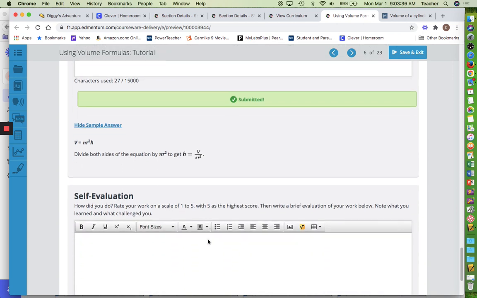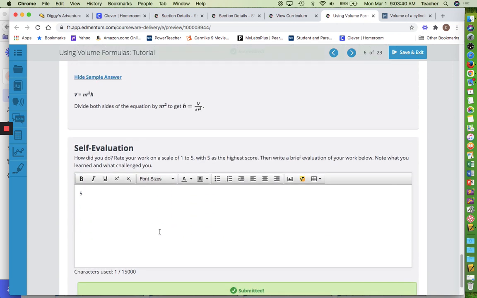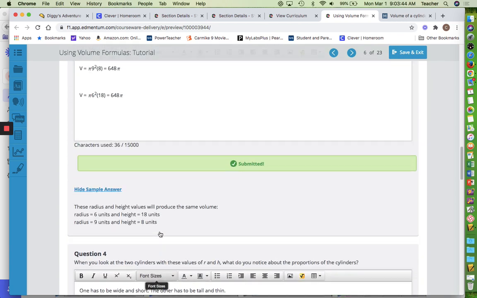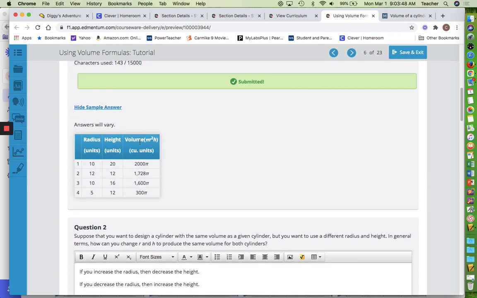Yep. Okay. Oh, self-evaluation. That's not too long a lesson. So it looks like we're really just manipulating things, trying to decide how things fit together. Definitely need to know this volume formula for a cylinder, pi r squared h. I've seen it on the ACT, so make sure you know that formula. All right.